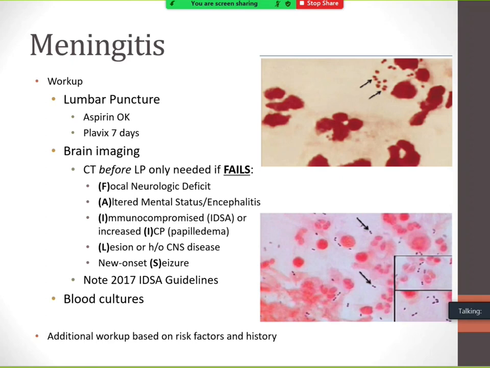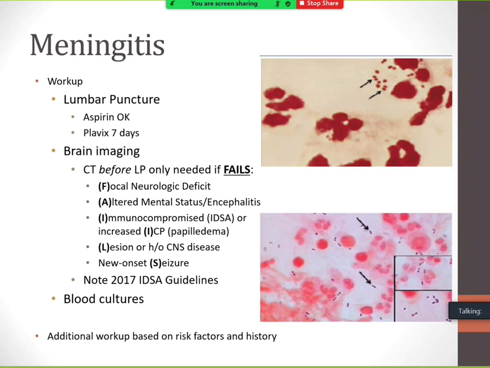These are just some pictures you may get on board exams. So the top one is some nice gram-negative diplococci for Neisseria. The bottom one is kind of these lancet-shaped gram-positive cocci for strep pneumo. You also always want to get blood cultures on these patients because, especially if your antibiotics are started, your CSF can be sterilized for Neisseria in as low as 2 hours and in strep pneumo as low as 4 hours. So, you know, anything you can do to get a diagnosis is helpful for these patients.